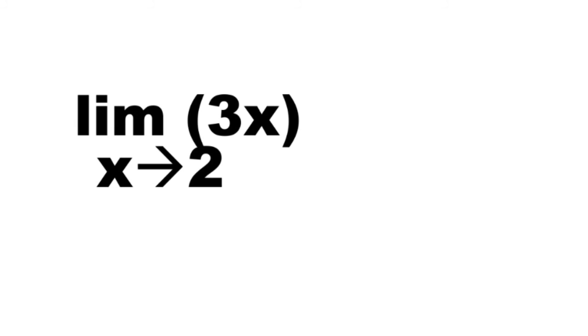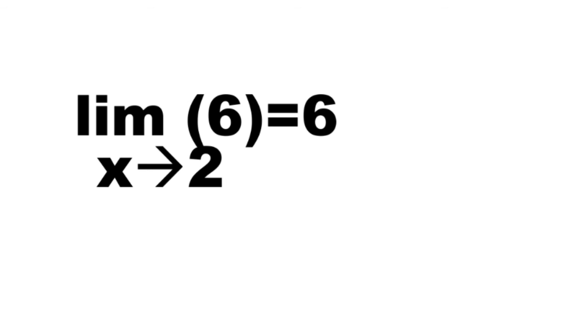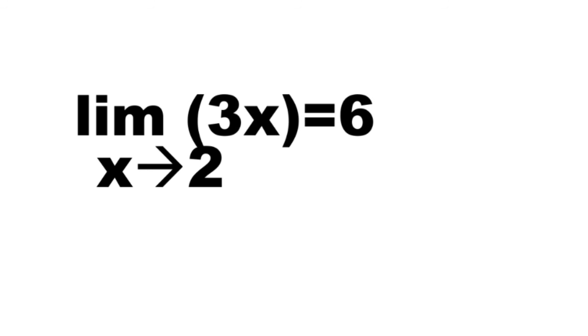Next, the limit of 3x as x approaches 2. Substitute 2 for x. So the limit of 3 times 2 as x approaches 2, so it is equal to 6. So the limit of 3x as x approaches 2 is 6.